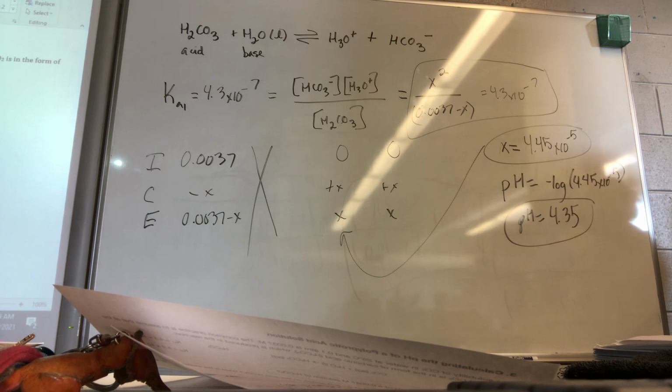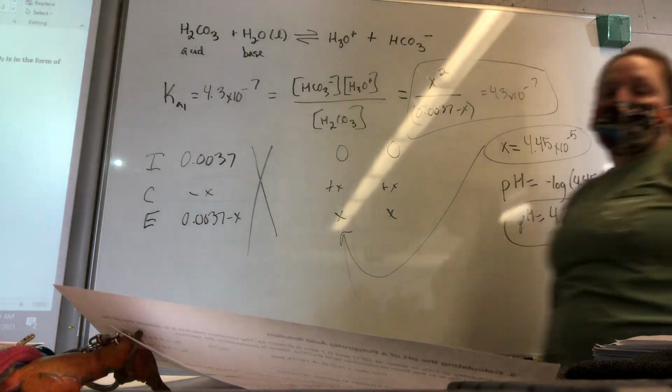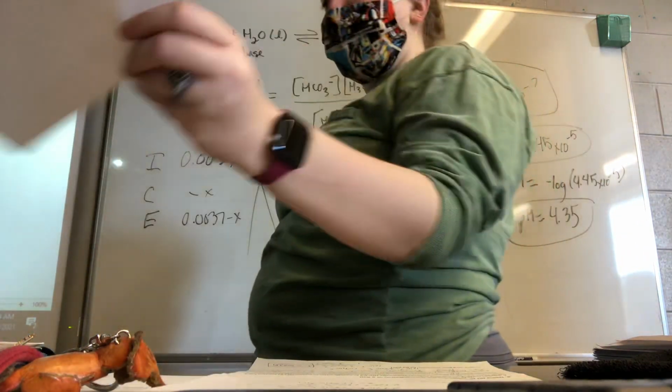So same as the previous problem, all we did was say Ka2 is one we can ignore and write an acid-base equation. All right. Next up is the base version.